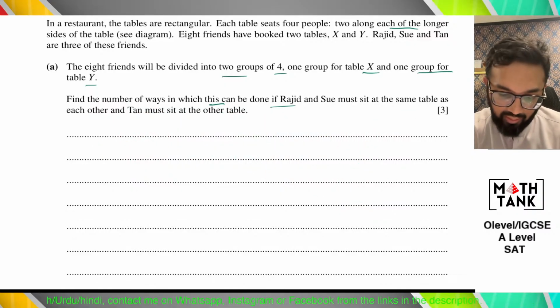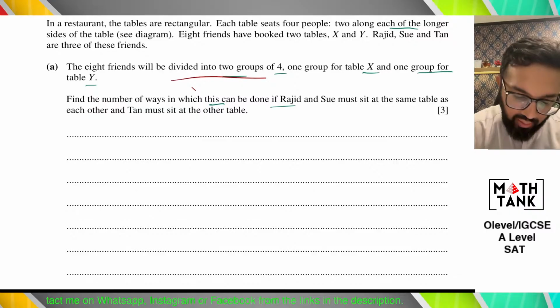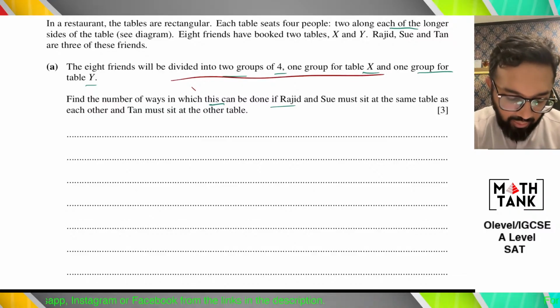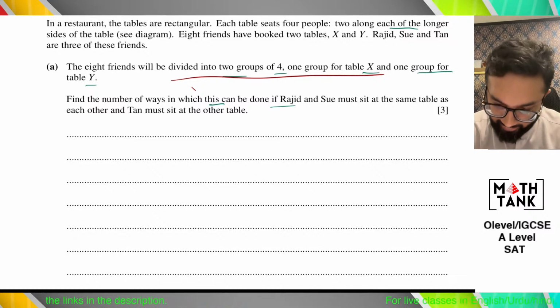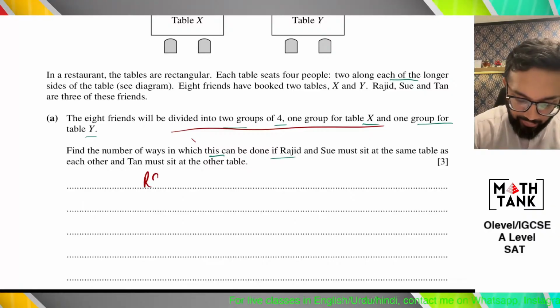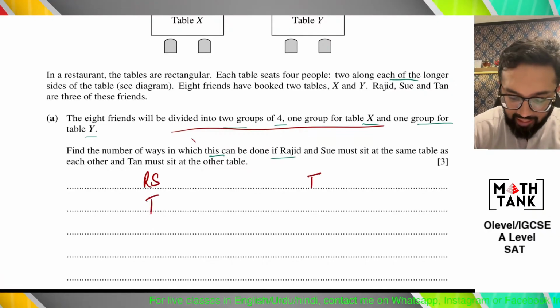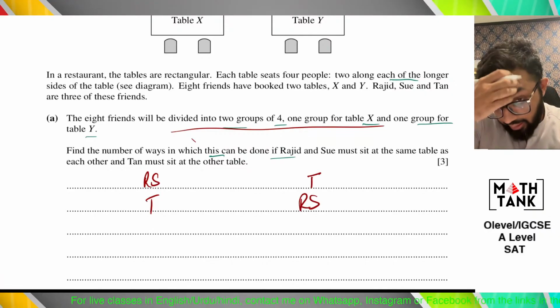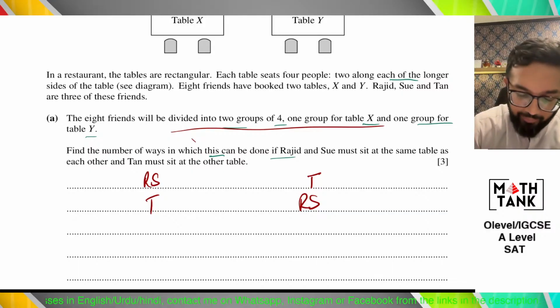I didn't read the question. It will be divided into two groups. I am not supposed to make them sit. I'm just supposed to divide them into two groups. So R and S and Tan and R and S. Okay, I did some overthinking there.